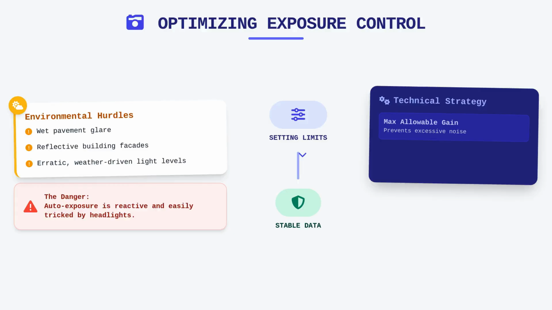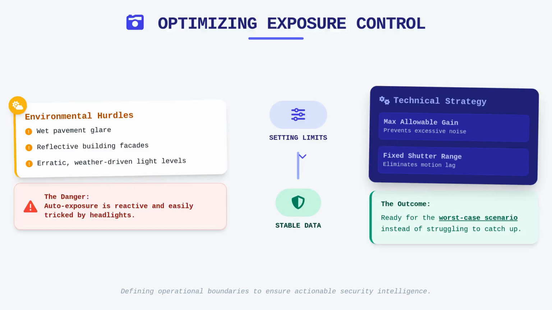By setting a maximum allowable gain or a fixed shutter range, we prevent the camera from overcorrecting and introducing excessive noise or lag. We are essentially defining the operational boundaries within which the camera is allowed to function. This approach ensures that when an event occurs, the camera is already configured for the worst-case scenario, rather than struggling to catch up while the subject passes through the field of view.